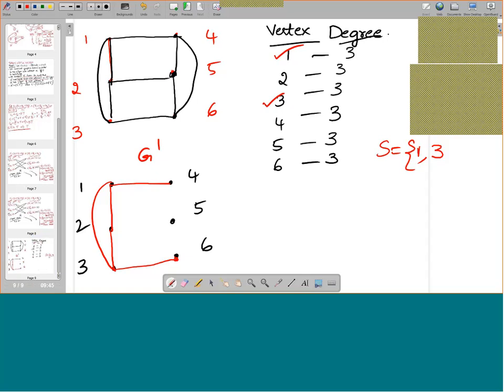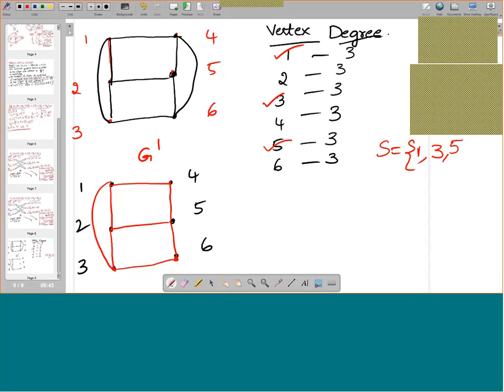So in order to cover the remaining edges, I am considering 5. If we take 5, I can cover 5 to 4, 5 to 6 and 5 to 2. See, have all the edges been covered?